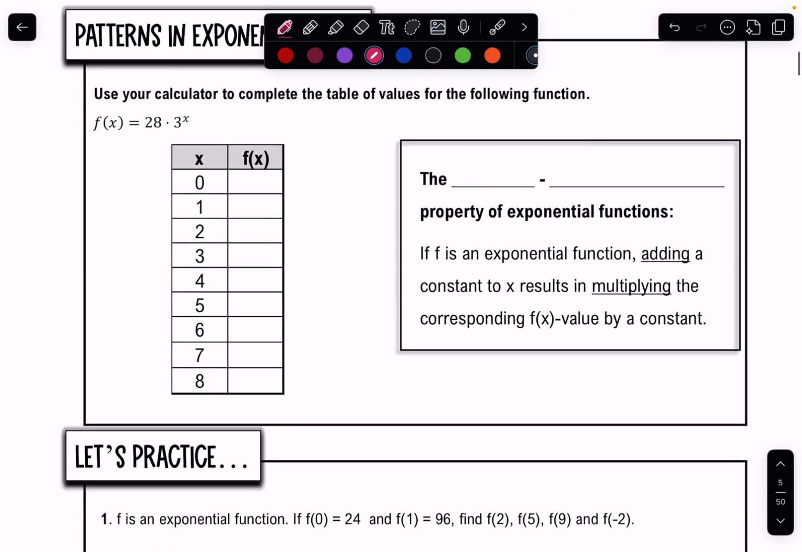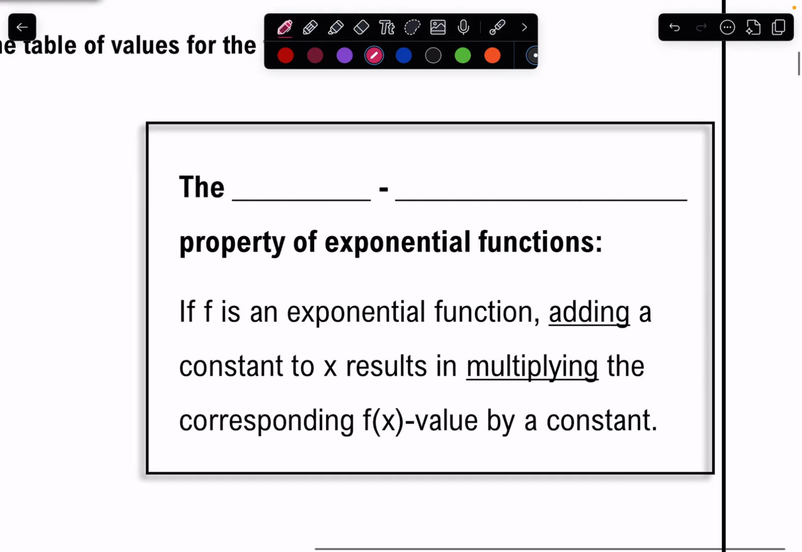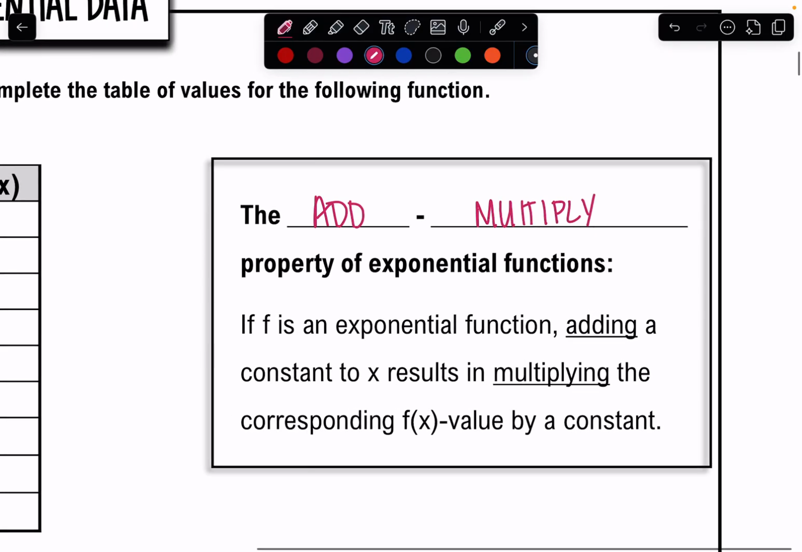Okay, so then on the next page here, we can use our calculator to complete the table. This is a lot easier than what it looks like, and I've got a lot of words here, but let's fill in the blanks. So this is called the add multiply property of exponential functions. It says if f is an exponential function, adding a constant to x results in multiplying the corresponding f of x value by a constant.